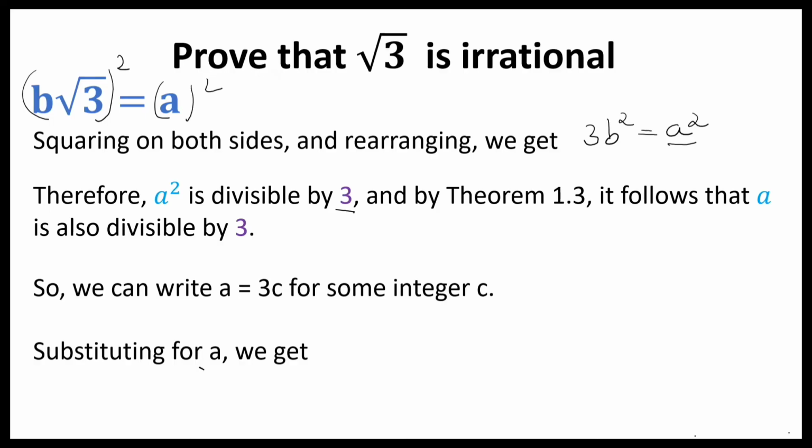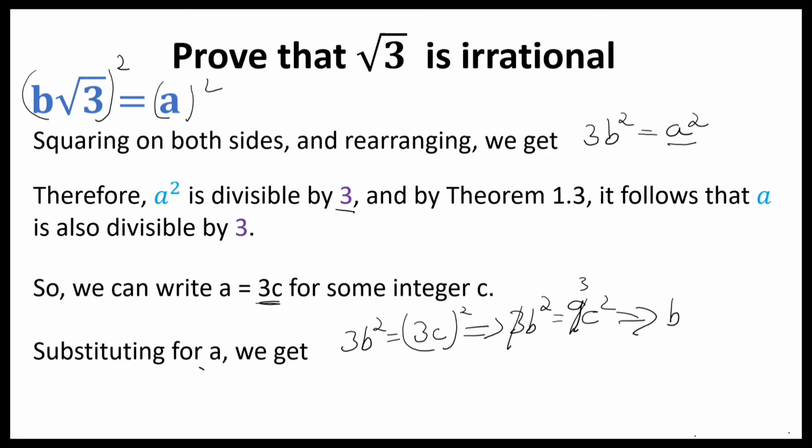Instead of a, we can write 3c. We get 3b square is equal to, instead of a, we write 3c the whole square. It implies that 3b square is equal to 3c the whole square. It implies, not 3c, 9c square it is. Three ones are, three threes are. So b square is equal to 3c square.